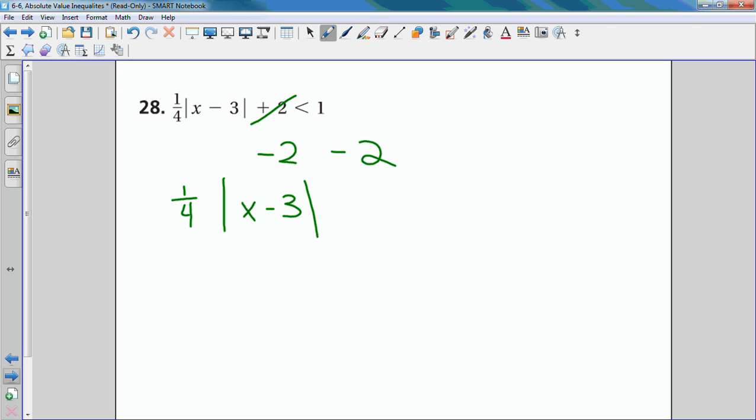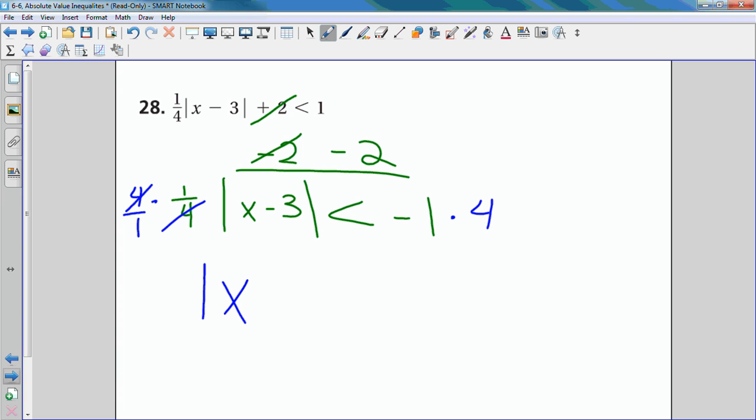Okay, this is going to get rid of this one. Less than -1. Now we're going to multiply both sides by 4. Are you ready? So now I'm going to multiply by 4 here and multiply by 4 here. These are going to cancel. I have the absolute value of x minus 3 is less than -4.